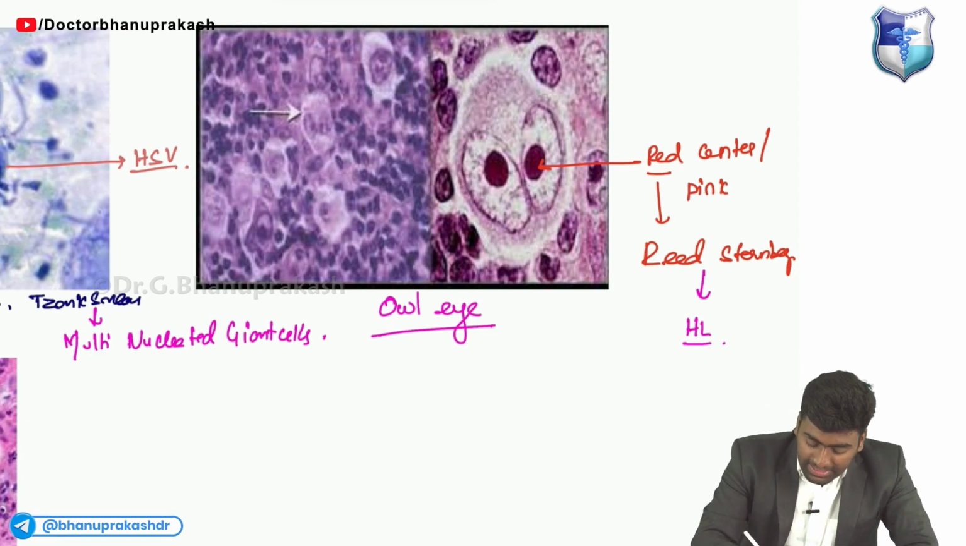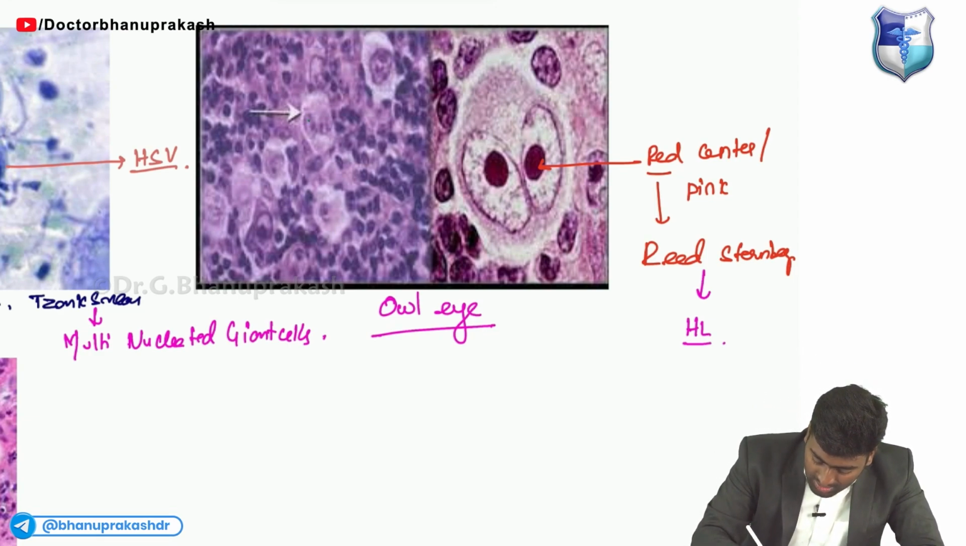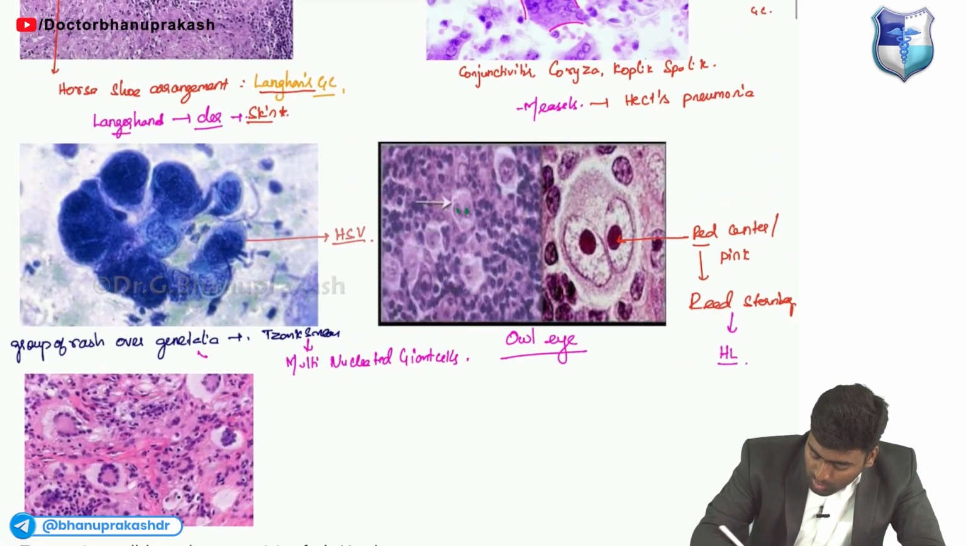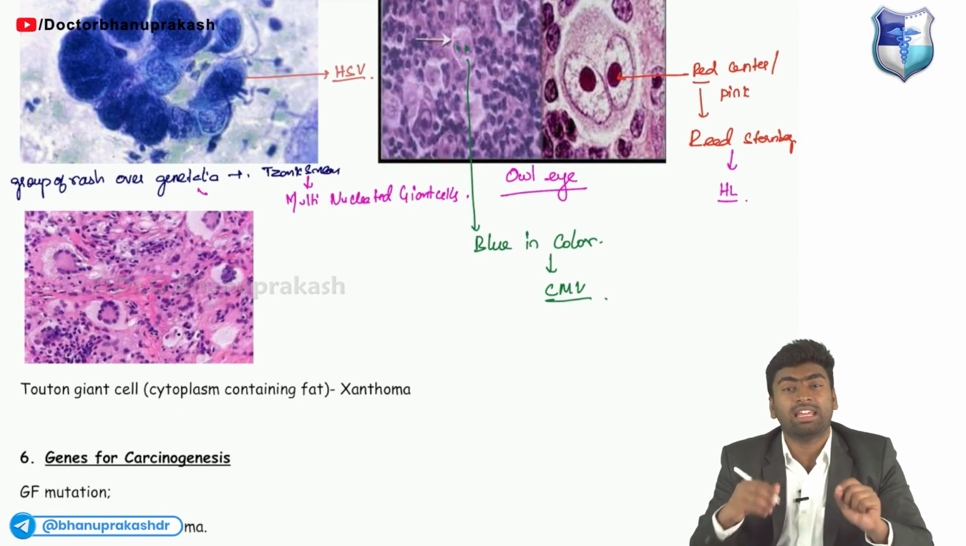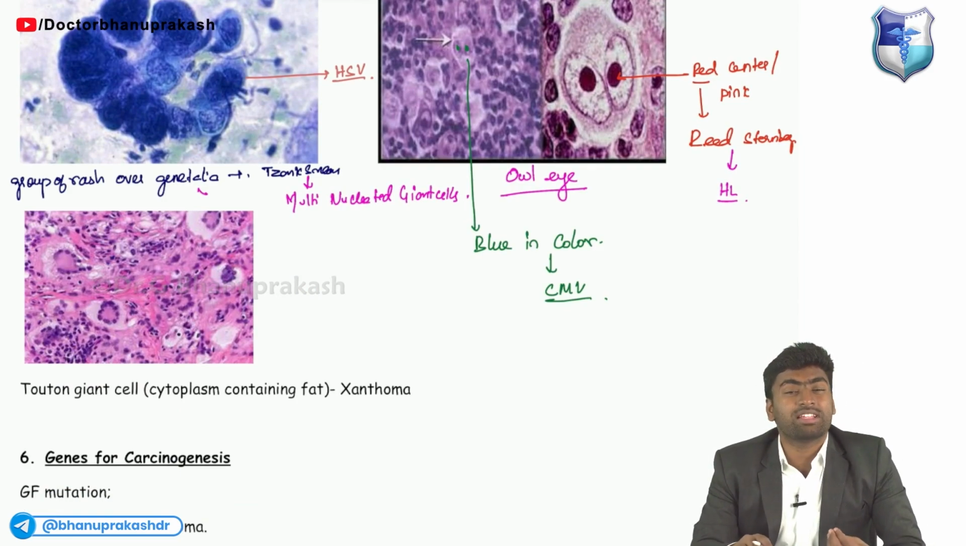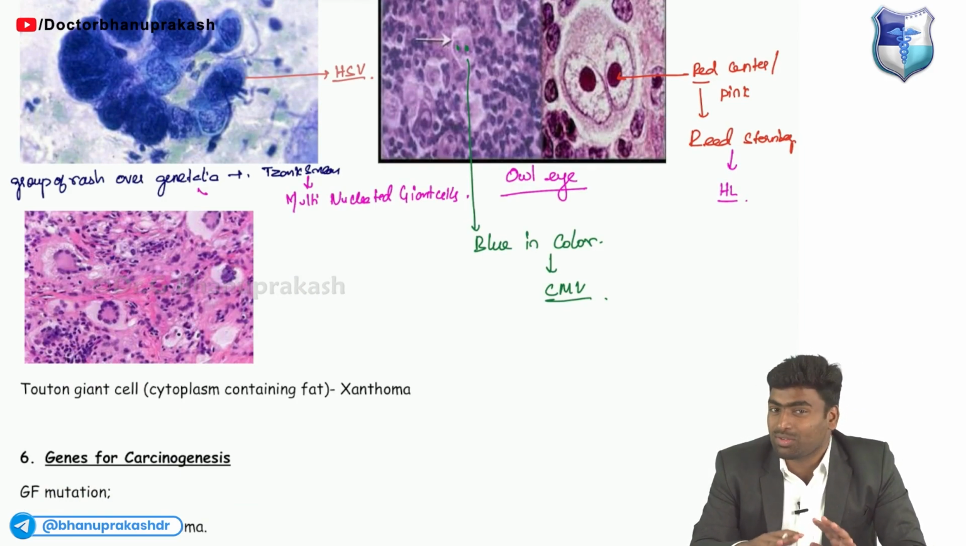Whereas in a case of cytomegalovirus, you will see there is a nucleolus, but it will be blue in color. If you see this kind of blue color, if the nucleolus is blue in color, then it is CMV. So CMV will have this blue central or eosinophilic central inclusion.